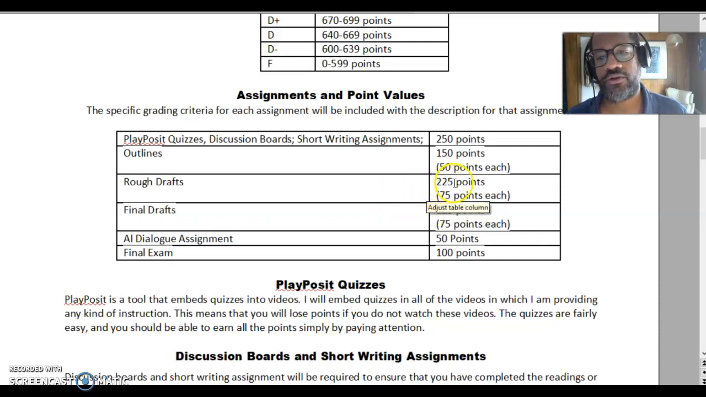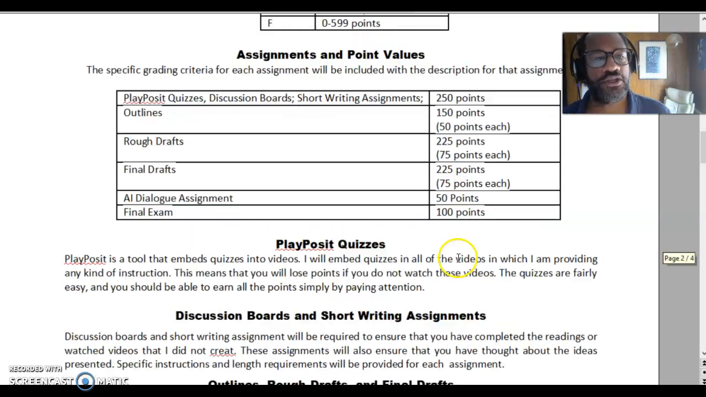Rough drafts, 225 points, because there'll be 3 of them at 75 points each. Final drafts at 225, 3 of them at 75 points each. There'll be 1 AI dialogue assignment. I'll explain what that is. That's for 50 points. And then your final exam is 100 points, and that adds up to 1,000 points.